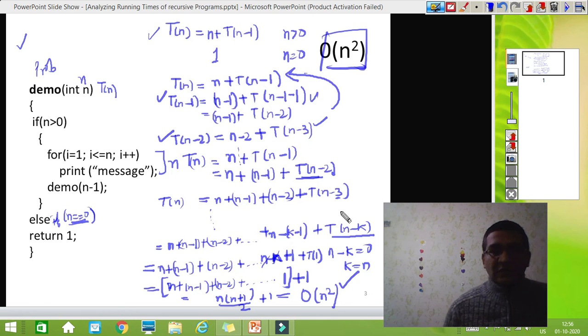So this is how we can find the running cost of this particular algorithm. Okay, moving to next.